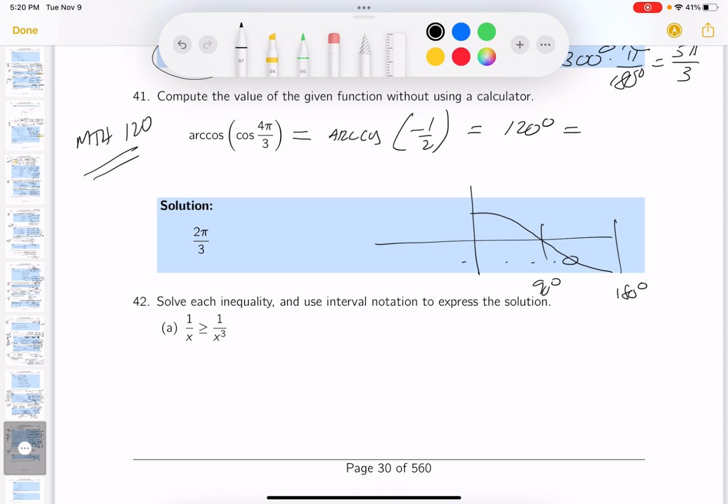By the way, we don't like to speak in degrees, so I'm going to convert it to radians. That's going to be pi over 180. I would divide by 60 degrees, and you would get 2 pi over 3.